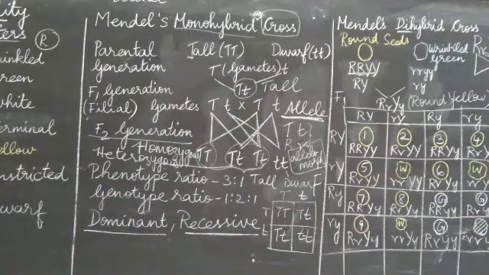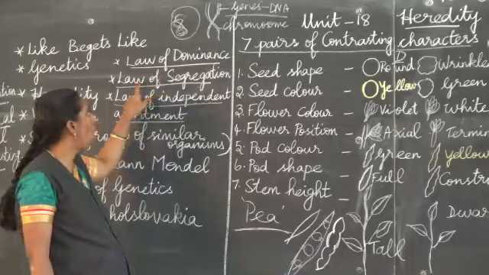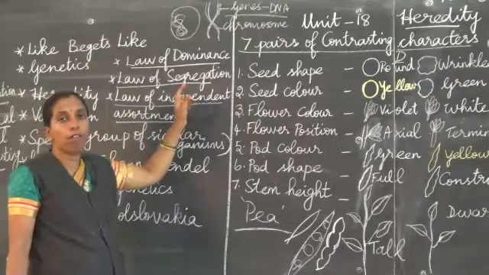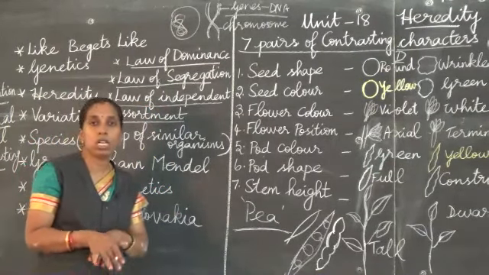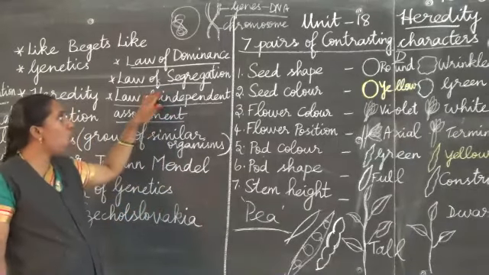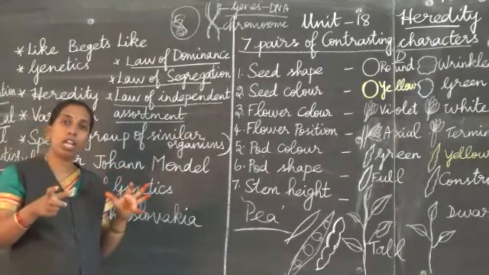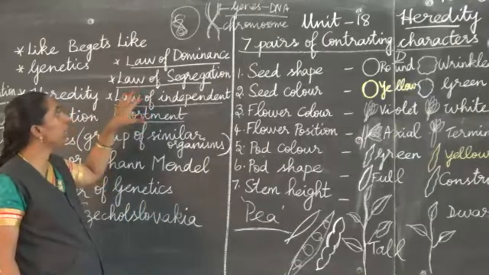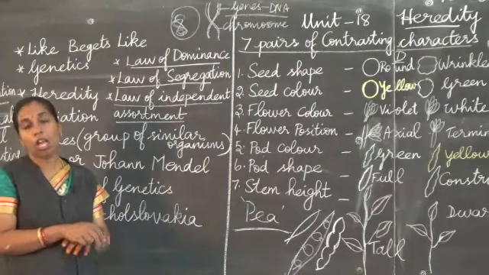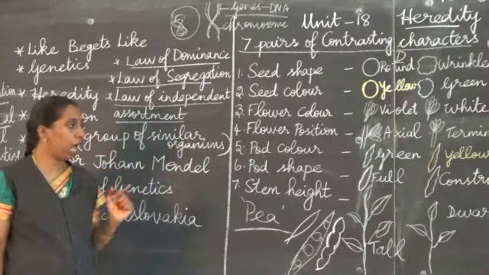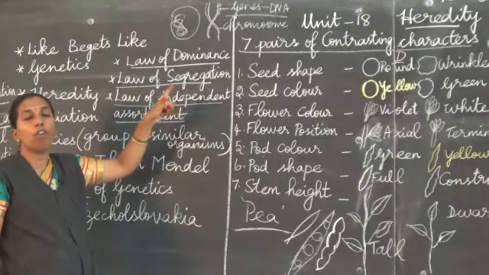And the second law is law of segregation or purity of gametes. Here, this will usually take place in meiosis. What is meiosis? Meiosis means reduction division, and this law also is based on Mendel's dihybrid cross. When a homozygous or heterozygous cross is taking place, the gametes will be segregating. Each gamete will receive its own gene. That is called as law of segregation or law of purity of gametes.